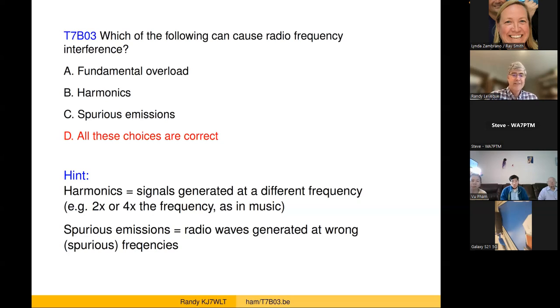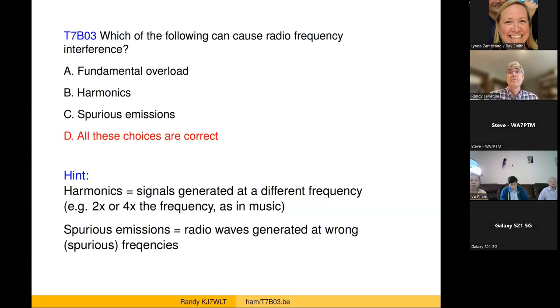Spurious emissions. Emission refers to generating radio waves, and spurious just means sort of wrong emissions that shouldn't be generated, but that are generated due to some problem in the equipment, for example. So any of these could be causes of radio frequency interference that you might hear.